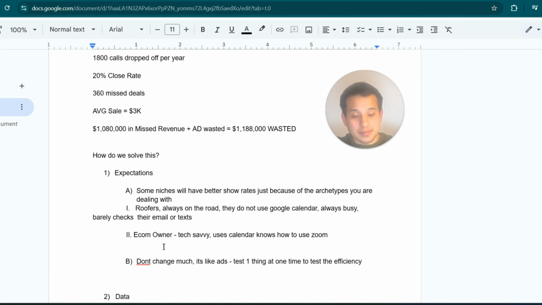The second thing: do not change much. It's important to test out multiple ad campaigns and multiple approaches using cold outreach.